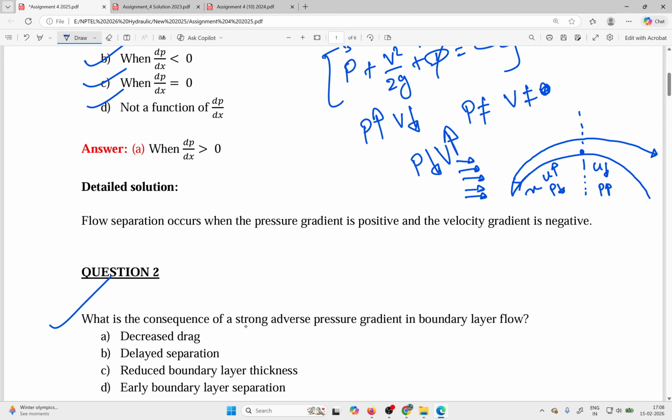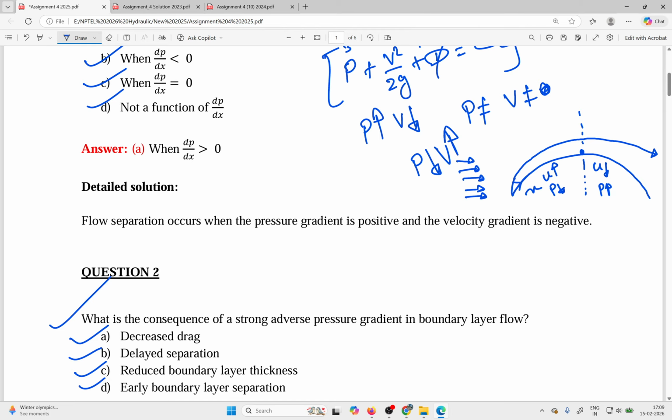What are the consequences of a strong adverse pressure gradient in boundary layer flow? Option A, decreased drag. Option B, delayed separation. Option C, reduced boundary layer thickness. Option D, early boundary layer separation.